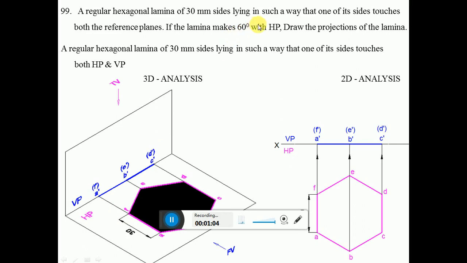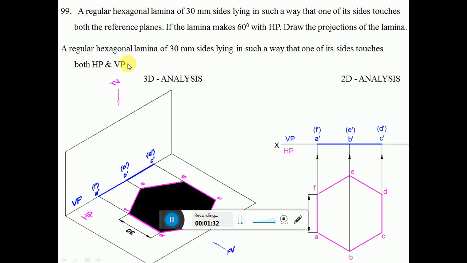Since the surface is parallel to HP, obviously that surface will be perpendicular to VP. So in VP you get a line. Since one of the sides is touching HP, the side which rests on HP has to be perpendicular to VP. That is because you need to get a point in the front view.